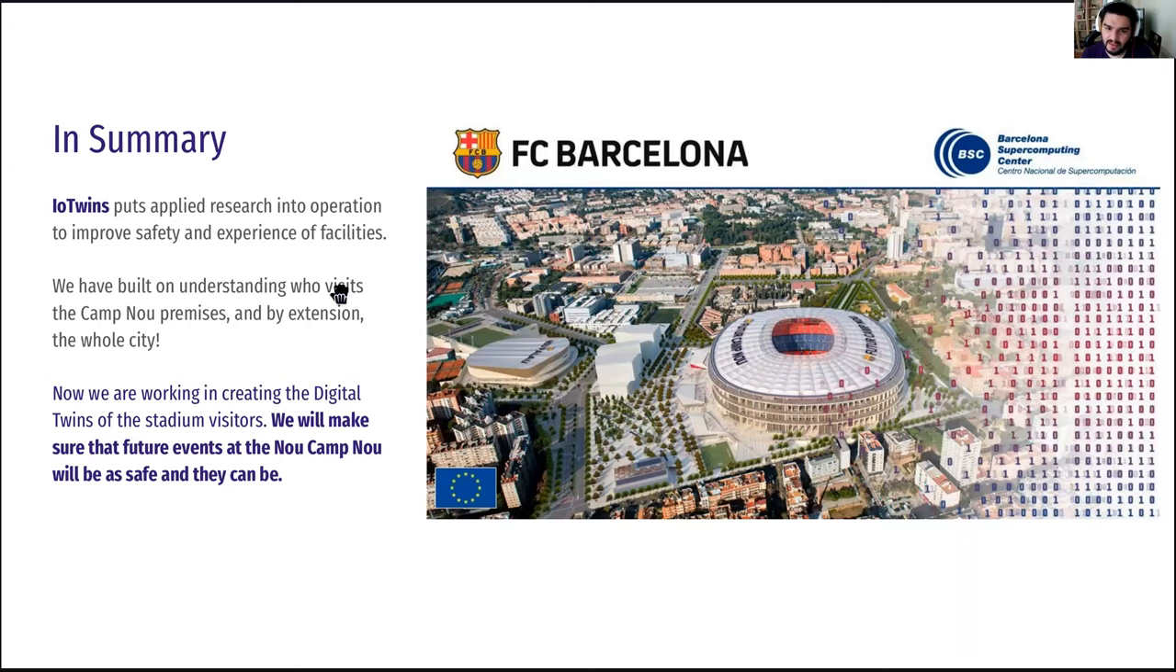So in summary, we have seen that IoTwins as a project puts applied research. So this is not only programming, this is not only engineering and implementing a known solution. We don't know the solution. We are doing research also. And we're putting this research into operation to improve safety and the experience of facilities, particularly the Camp Nou. We're working now in creating these digital twins of visitors. And hopefully we will make sure that future events at Camp Nou will be as safe as they can be. And this includes COVID, because we can include social distancing rules in how the agents behave.